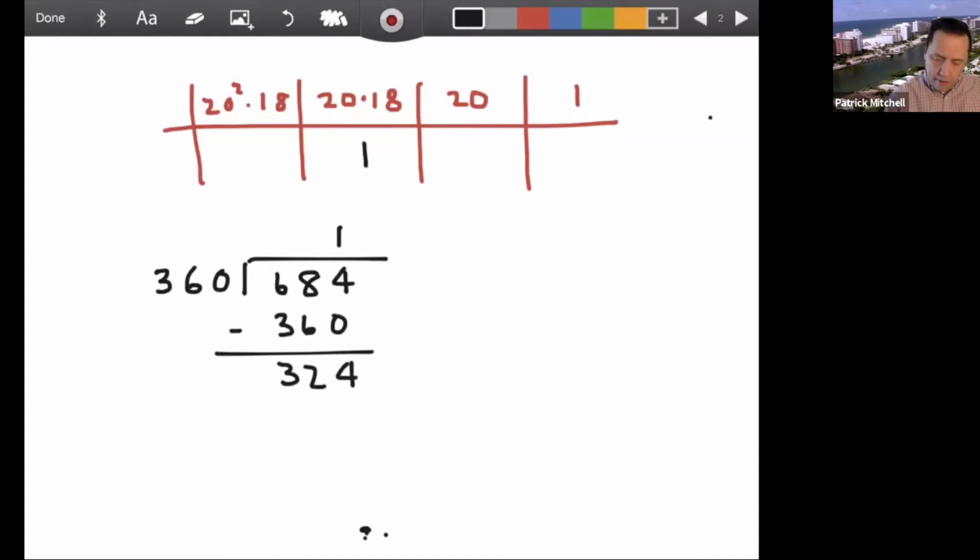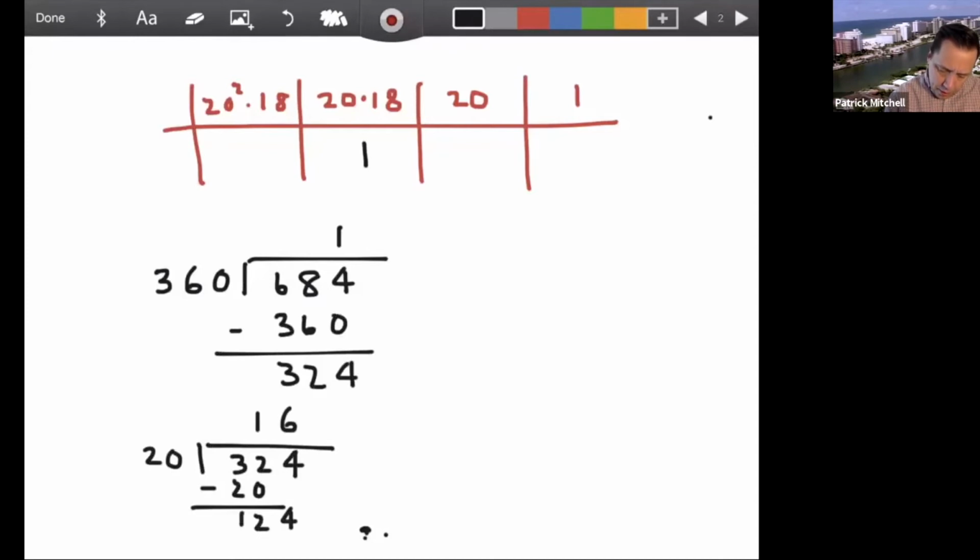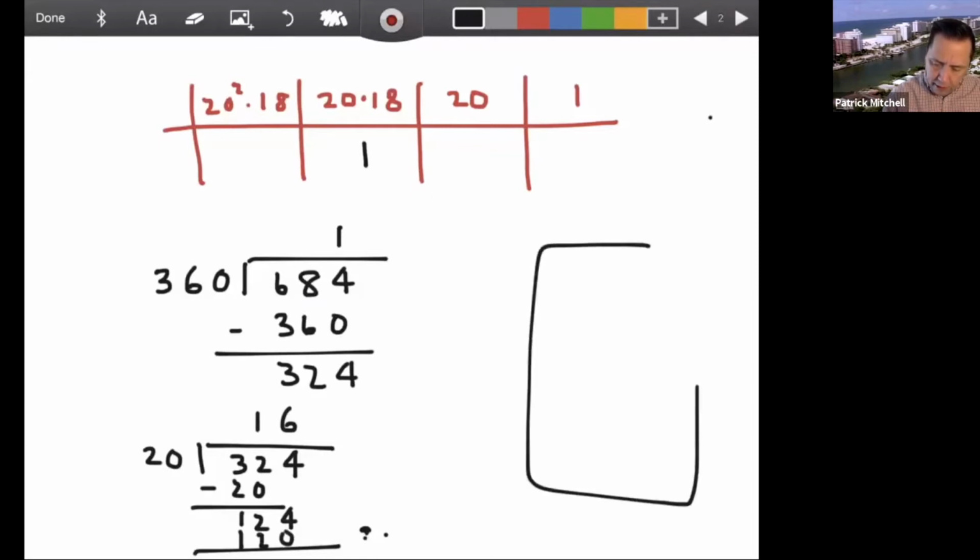Now I need to know how many times does 20 go into 324, right? Okay, well, 20 into 32 goes once. 1 times 20 is 20. 32 minus 20 is 12. Bring down the 4. Looks like 16. 6 times 20 is 120. Sorry, I'm squeezing this in at the bottom. I'm trying to save this space over here for the answer. Okay, so there's a 4 hiding there. All right. Okay, so we need 16 of these, and then we need 4 of these.